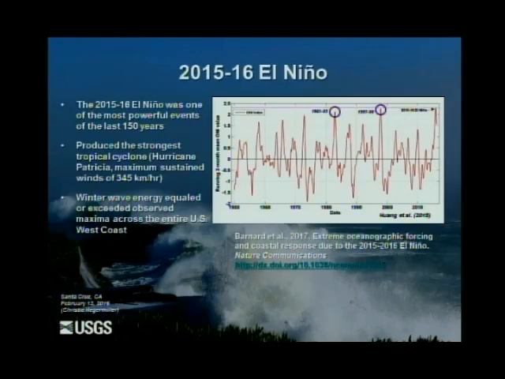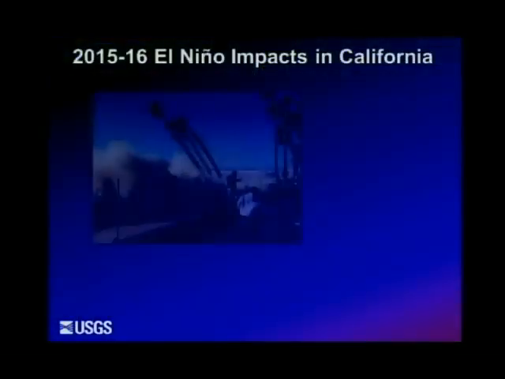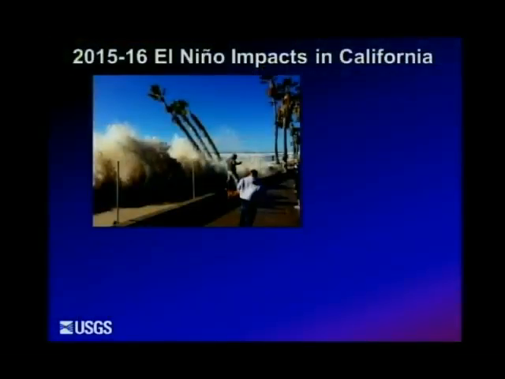And other indications for this conclusion is that this El Nino winter produced the most active hurricane season in the eastern tropical Pacific. It produced the most powerful hurricane ever recorded in terms of maximum sustained winds in Hurricane Patricia. And winter wave energy equaled or exceeded observed historical maxima across the entire U.S. West Coast. And we detailed this work in a Nature Communications paper which came out earlier this year. So how does this directly affect California?